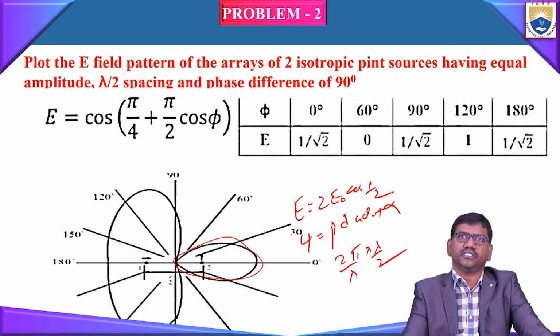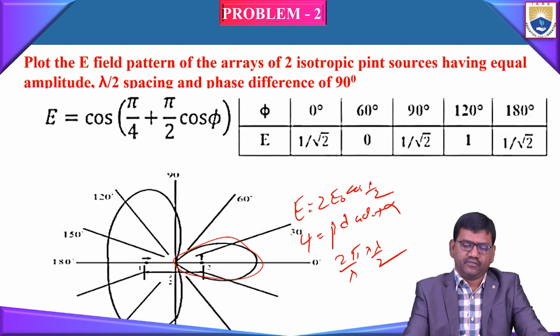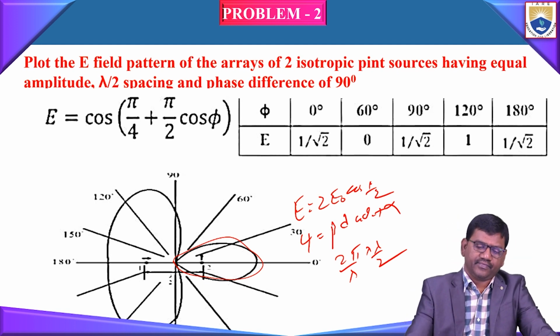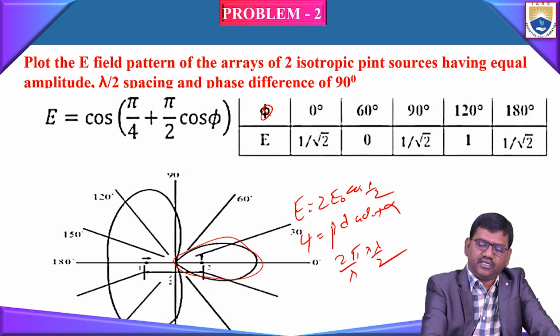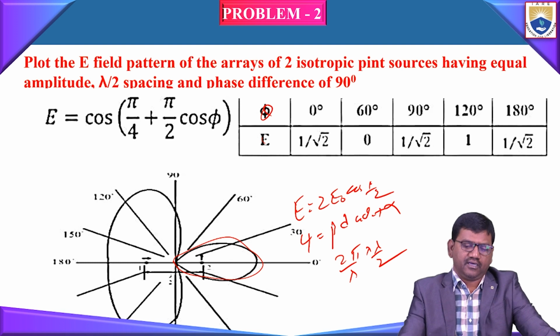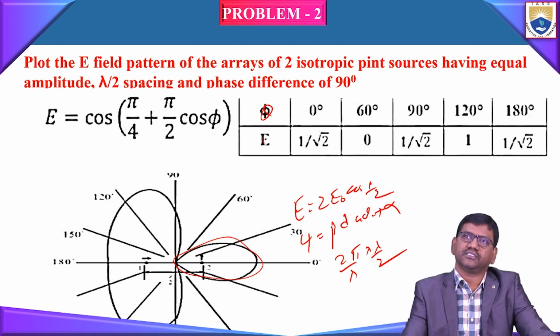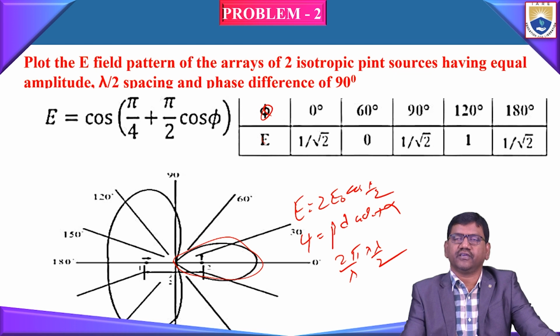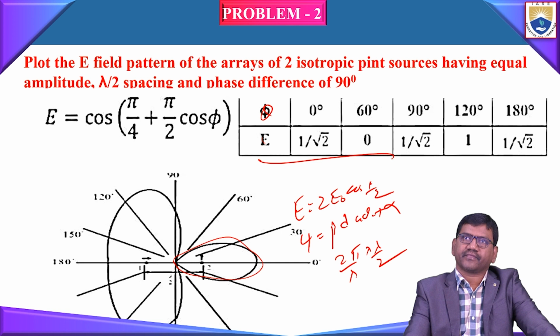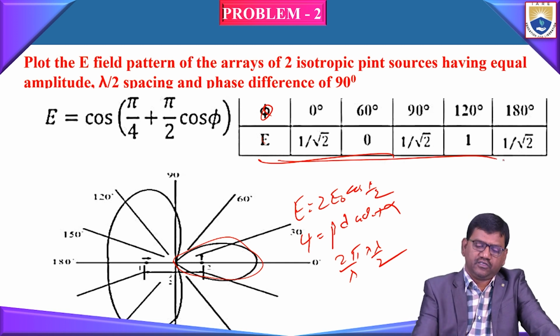So there is a limitation on the spacing between the elements of an array. If the spacing between the elements is increased, though the bandwidth is increased, the minor lobes increase more and more. So we need to find the values of theta and E here. You can take any number of theta values, such as 0, 30, 45, 60, 90, 120, 135, 180, 270, and find out the values of E. As per the data in the table, we need to draw the radiation pattern.